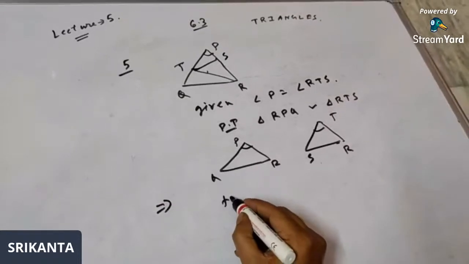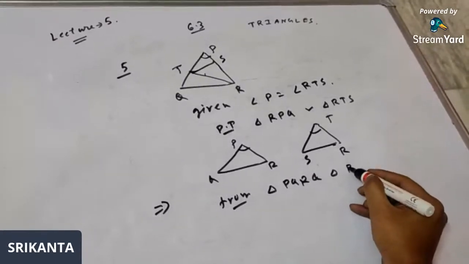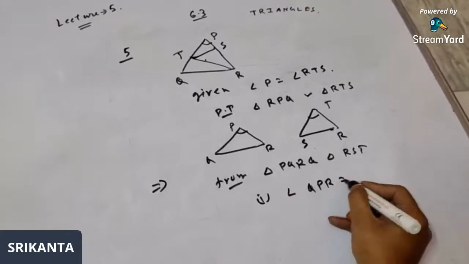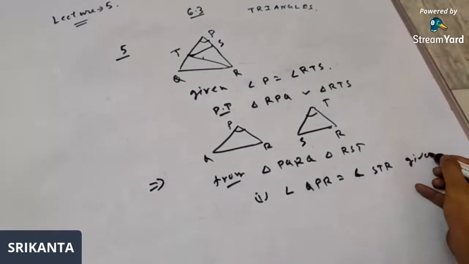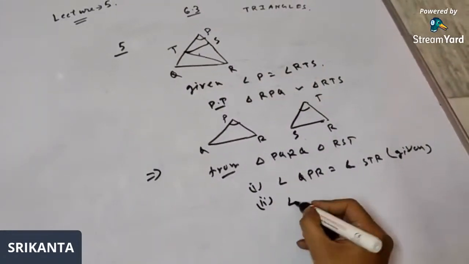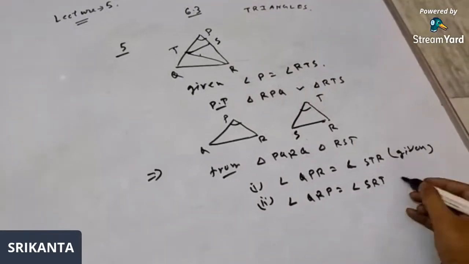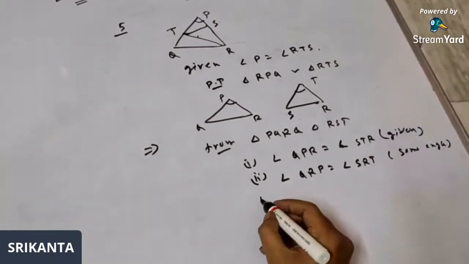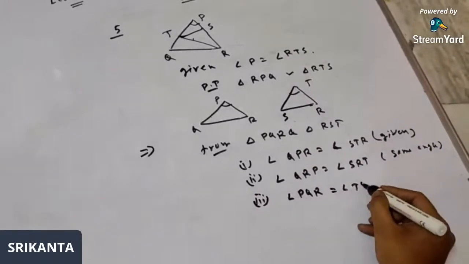First is given. So from triangle PQR and triangle RST, what do you have? Number one, you have angle QPR is equal to angle STR. Why? Because it is given. And number two, what do you have? Angle QRP is equal to angle SRT. Why? Because both are the same angle. Since two angles are equal, the third angle should be equal. So angle PQR is equal to angle TSR.